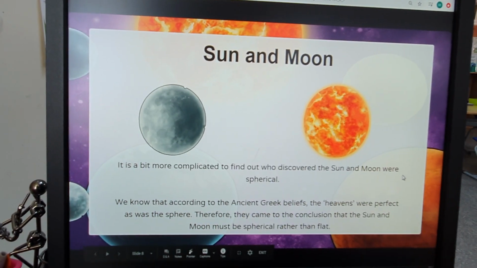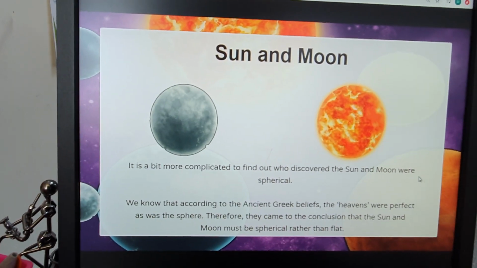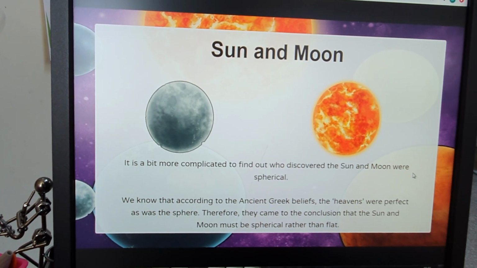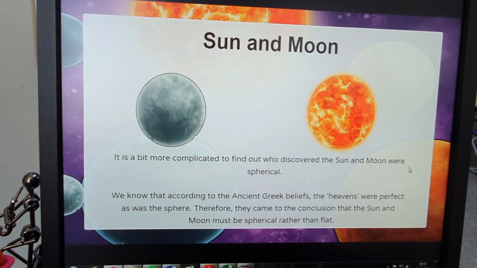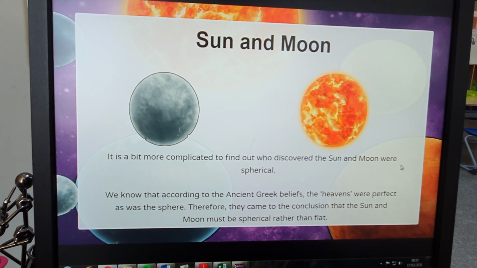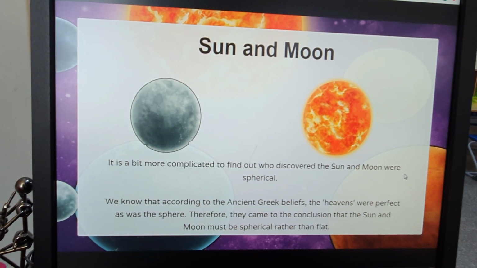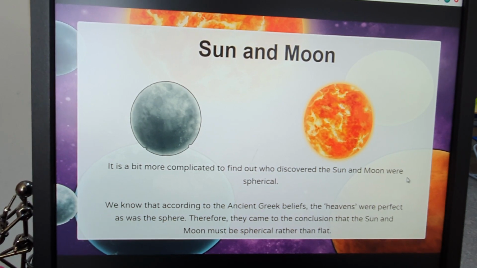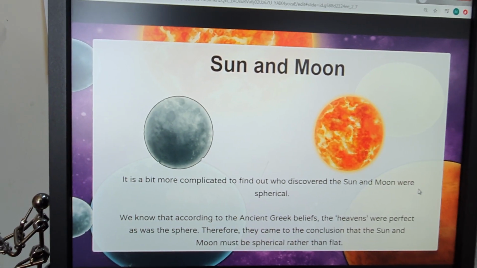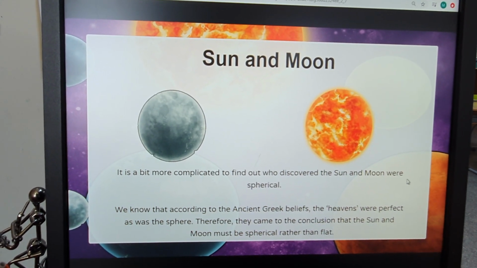And then finally, the sun and the moon, because we've just been looking at the earth at the minute. It's a little bit more complicated to find out who discovered the sun and moon were spherical. We know that according to ancient Greek beliefs, the heavens were perfect, as was the sphere. Therefore, they came to the conclusion that the sun and the moon must be spherical rather than flat. Whereas in today's science, we've been up into space, we've looked at the facts, and we have decided that they are spherical. And this is the end of the science lesson.